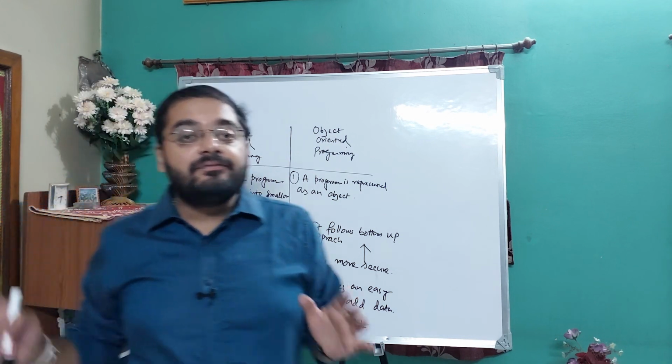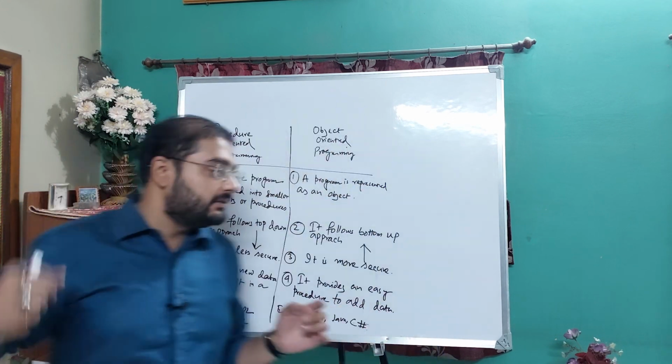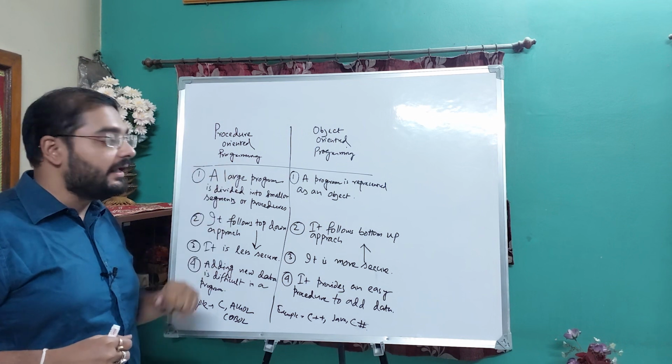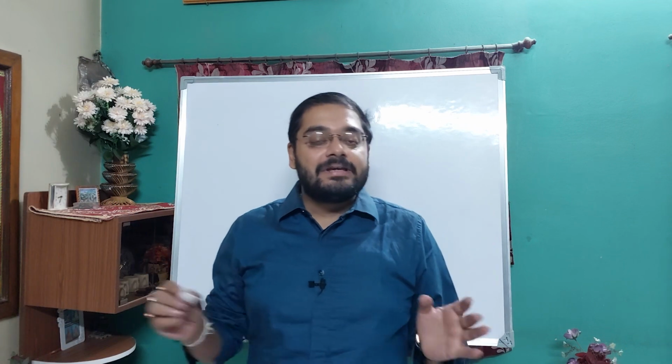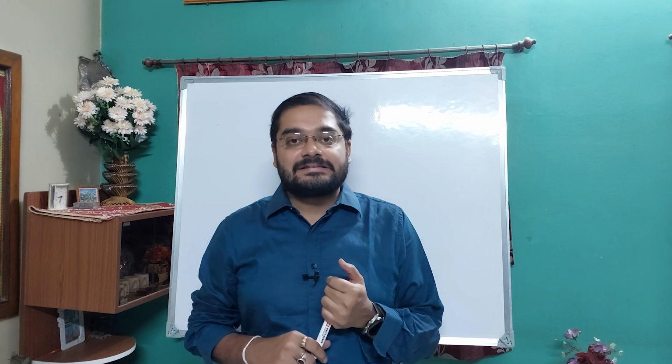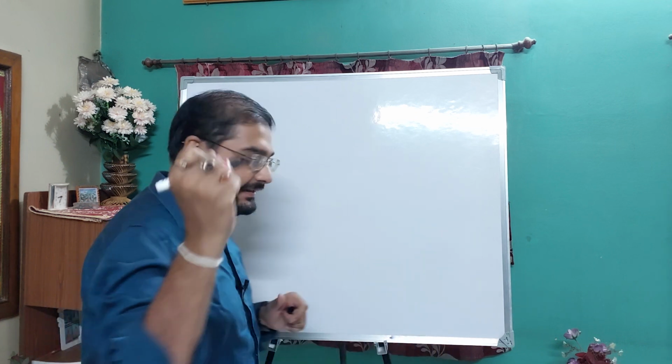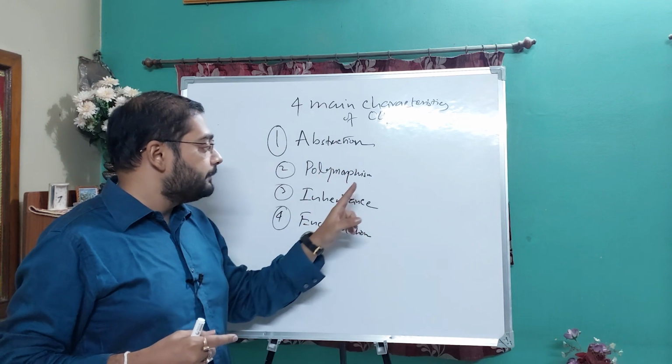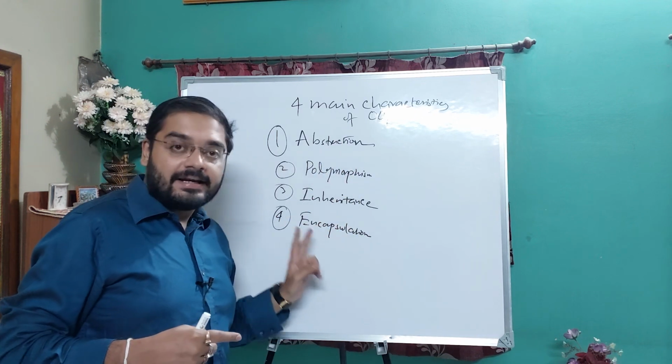Students, if you want, you can screenshot this difference, which can help you for your exam. In object oriented programming, the four main characteristics are abstraction, polymorphism, inheritance and encapsulation.